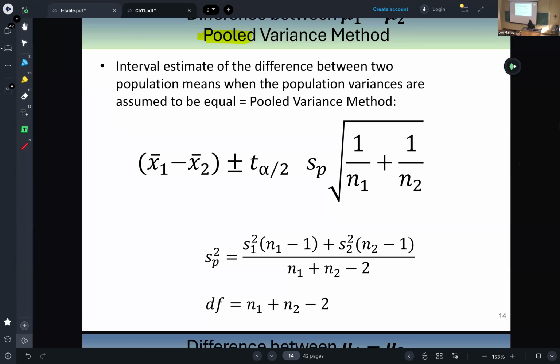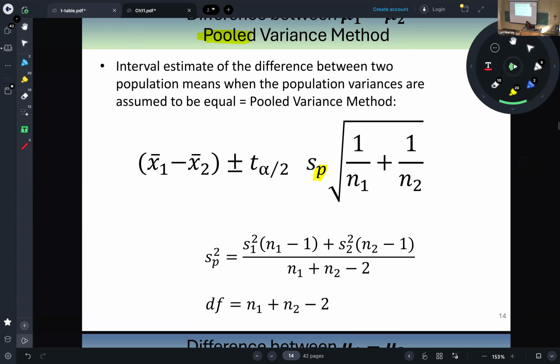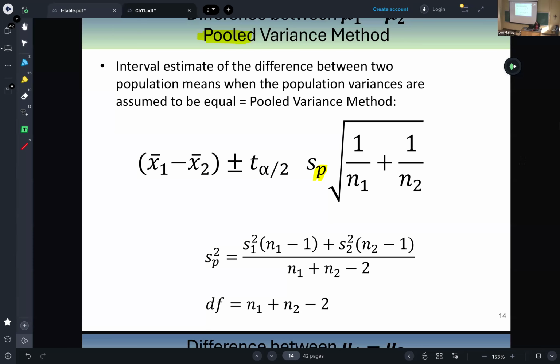So it's the pooled variance method right here. And it's basically putting together, aggregating it into one little metric. That's why it's called pooled. It puts the two of them all into one little S subscript P for pooled. Okay, that's what the little P stands for, subscript. So instead of using that one up there, use this one.